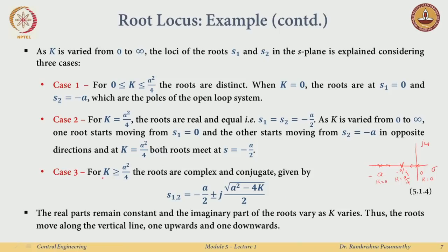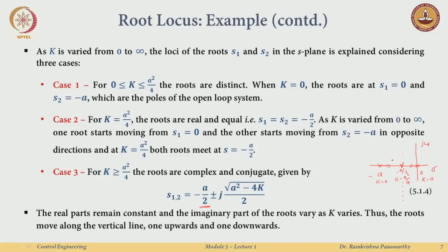Okay. Now, what happens after this, right? When k was between 0 and a squared by 4, these roots were somewhere on the real line, but now I know that when k equal to a squared by 4, they meet here. So, this one travels here, this one travels here. What happens for k greater than a squared by 4? Well, the roots are complex and conjugate and given by this number. So, after k becomes greater than a squared by 4, a is given to us, right, so this part remains fixed. All the real parts will be at minus a by 2 and the complex part will keep on changing.